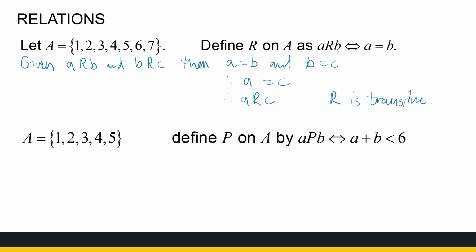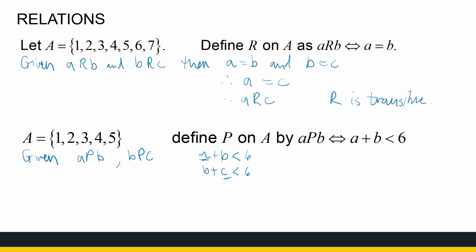All right, now I've got to think a little bit. Now I'm adding numbers together. So if I'm given APB, so A plus B is less than 6, B plus C is less than 6, does that mean A plus C is going to be less than 6? Let's just write that down and see if it looks like it's going to work. Given APB and BPC. Then we've got A plus B is less than 6. B plus C is less than 6. Does that mean that A plus C must be less than 6? When I start adding things together, that doesn't look like it's going to work.